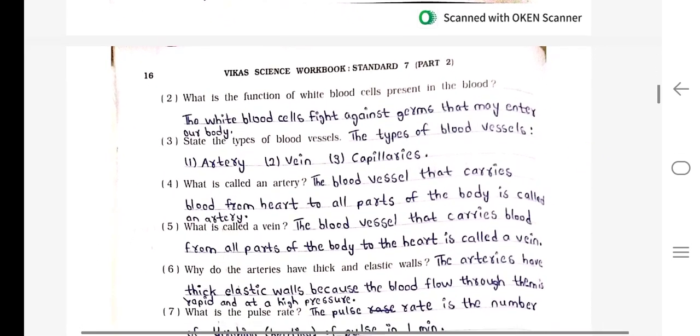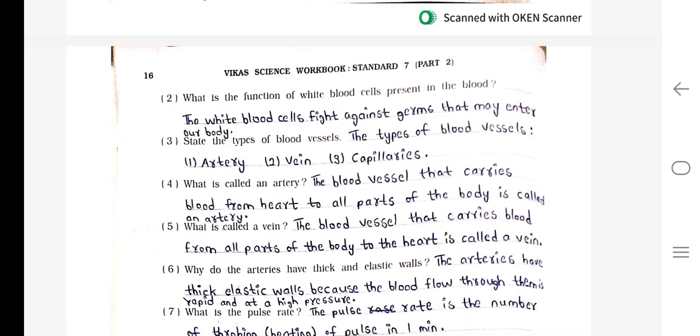Number 2. What is the function of white blood cells present in the blood? Answer. The white blood cells fight against germs that may enter our body. Number 3. State the types of blood vessels. Answer. The types of blood vessels: artery, vein, capillaries.